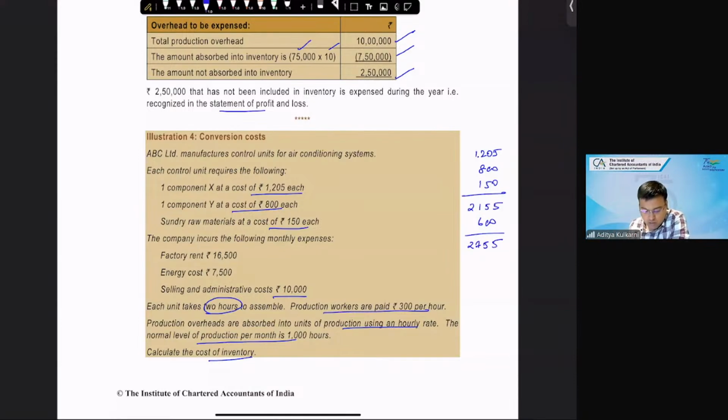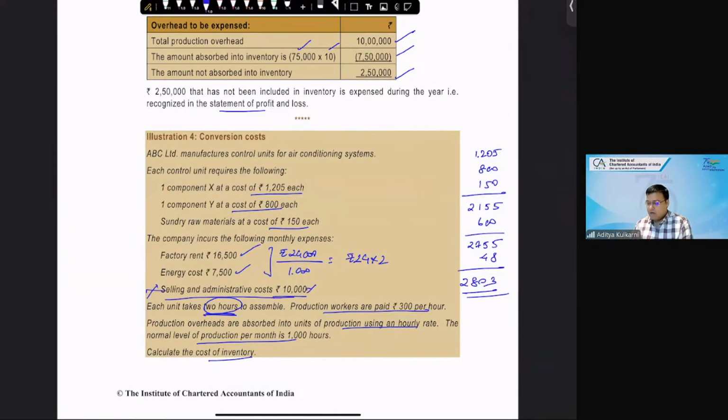So I have total overheads: factory rent 16,500 plus energy cost 7,500. 16 plus 7 is 23, so that comes to 24,000. 24,000 rupees divided by normal production hours of 1,000 comes to rupees 24 per hour. And how many hours did you take? 2 hours. So this will be 48. So the total is 2,803.